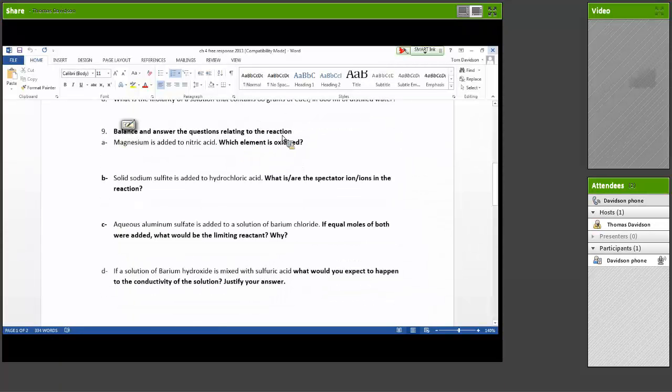Number 9, I'm pretty rigid on the way I grade them. Balance and answer the questions relating to the reaction. Tons of kids will balance this and move on. It's worth 5 points each. If you balance it and move on, you get 2 out of the 5 points. The answer to the question is the third. If it has something like oxidation, then you need to write out the oxidation stuff.